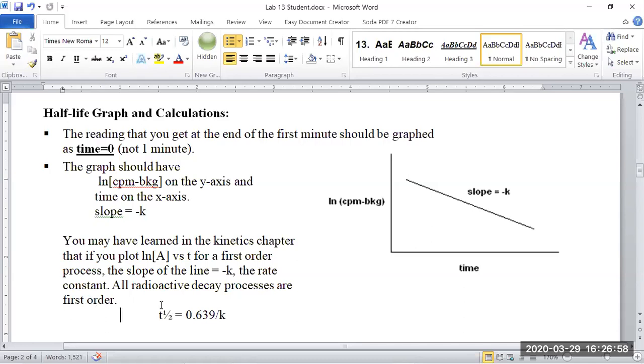You can get the half-life of that decay process from the fact that the half-life is equal to the natural log of 2, which is 0.693, over the rate constant k. So that's a way that you can go about getting the half-life from your graph.